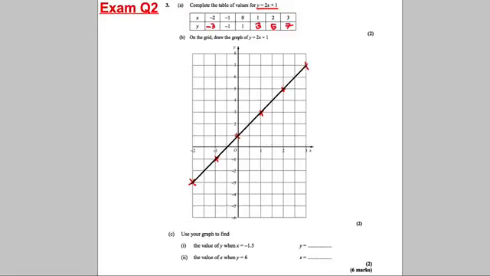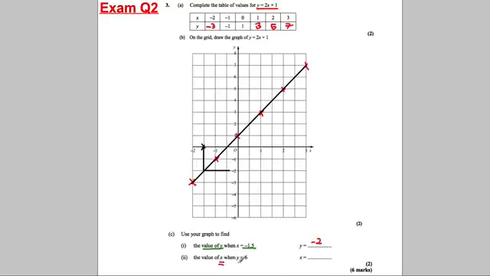Okay, this is slightly different, but it's very, very straightforward. Use your graph to find the value of y when x is -1.5. Just use when x is -1.5, which is here, draw a line down to it and read across, and you can see that y must be equal to -2. It's a bit like when we use a scatter diagram and a line of best fit, very similar.